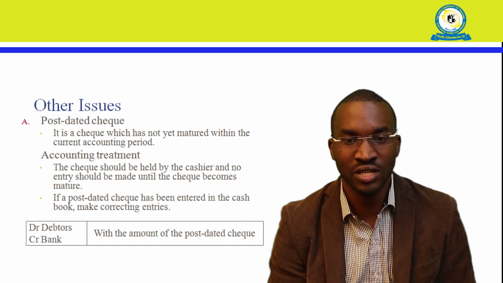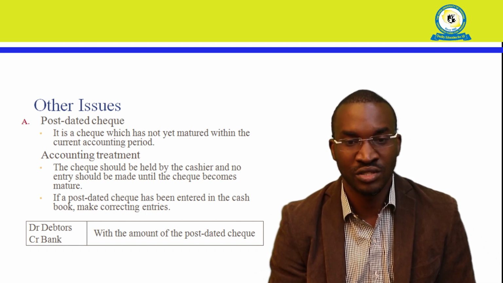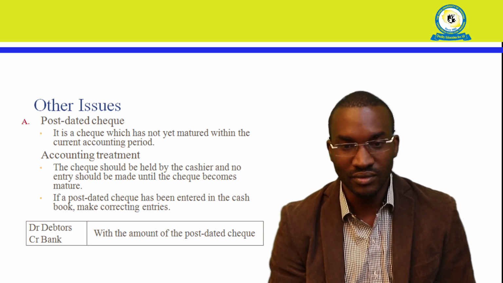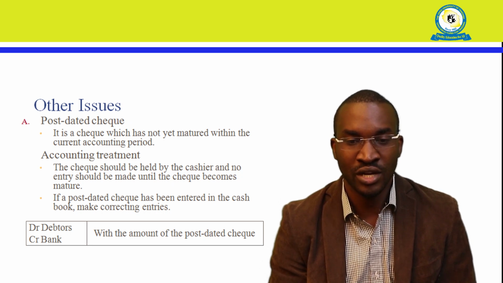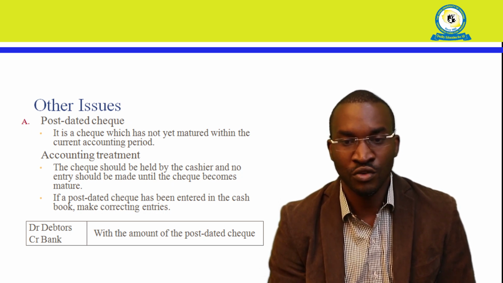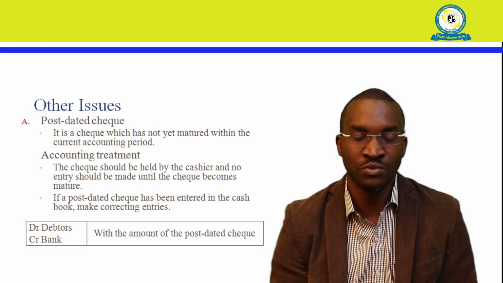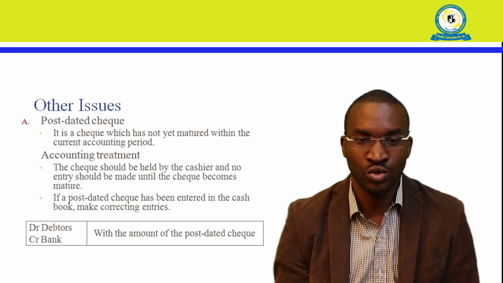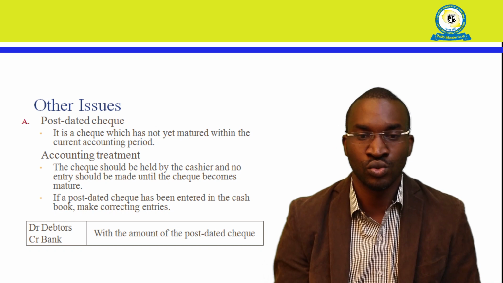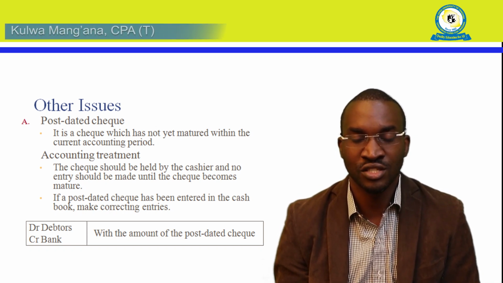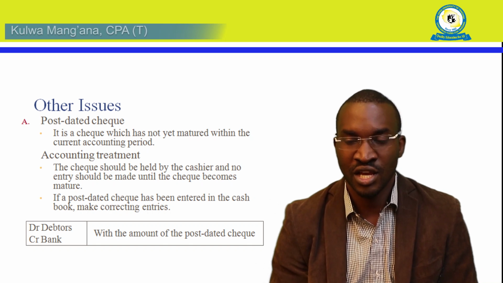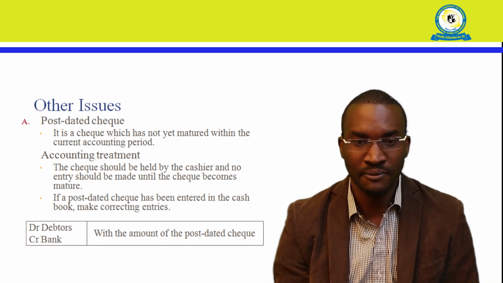If a post-dated check has been entered in the cash book, make correcting entries. So how are you going to make correcting entries? You are going to debit the debtors, you credit the bank with the amount of the post-dated check. Why debtors? Because this transaction is going to affect the debtors' account. That is an assumption.